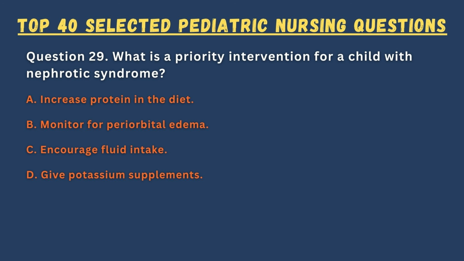Question 29. What is a priority intervention for a child with nephrotic syndrome? A. Increase protein in the diet. B. Monitor for periorbital edema. C. Encourage fluid intake. D. Give potassium supplements.